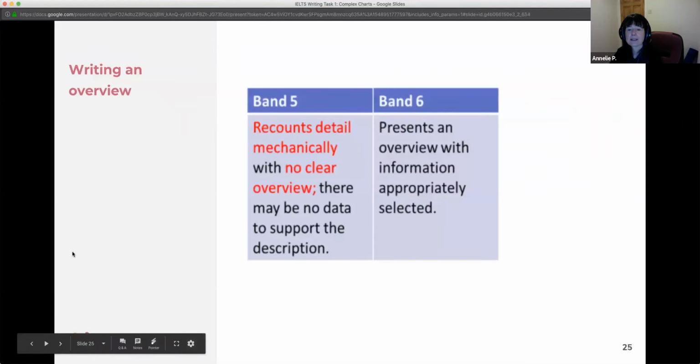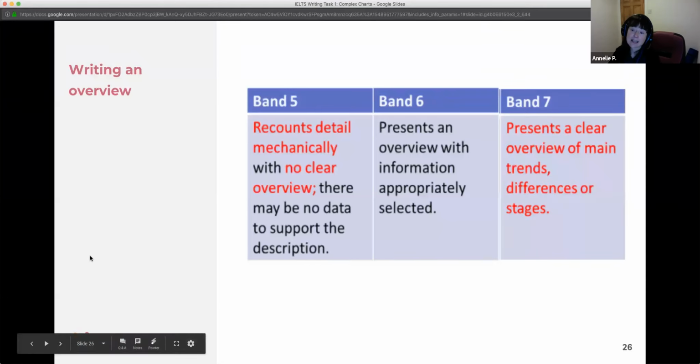Then if we look at band 6, so we have an overview, and it's an okay overview, you know, it's got the right information in it. But band 7, you have a clear overview and you've highlighted the key trends. So you've exactly picked out what the most important information is from that chart.